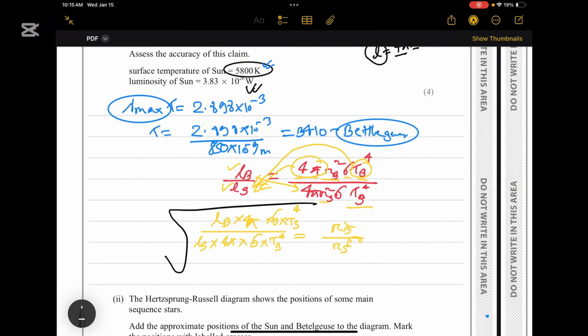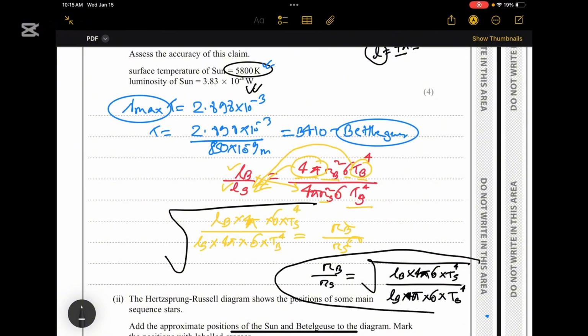So now our formula is RB divided by RS equals root over luminosity of B into 4 pi into sigma into temperature to the power of 4 of the sun, divided by luminosity of B into 4 pi into sigma into temperature of Betelgeuse to the power of 4. Now if we put everything right here, we will get the answer. So let's put it right here. It will be like this.